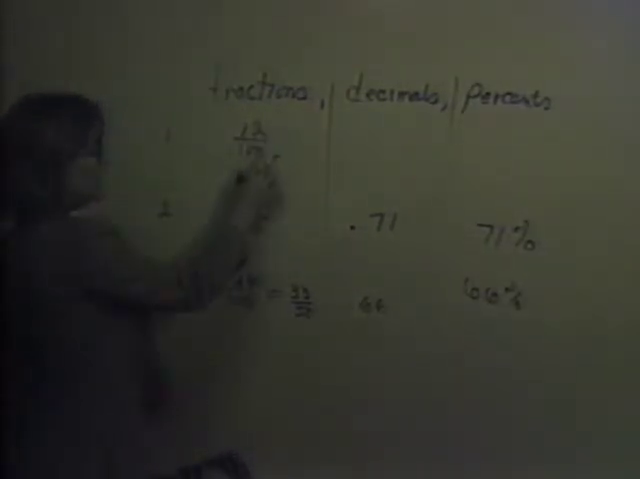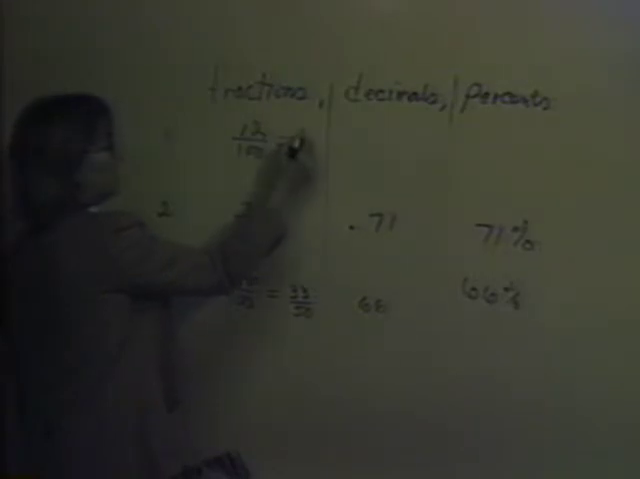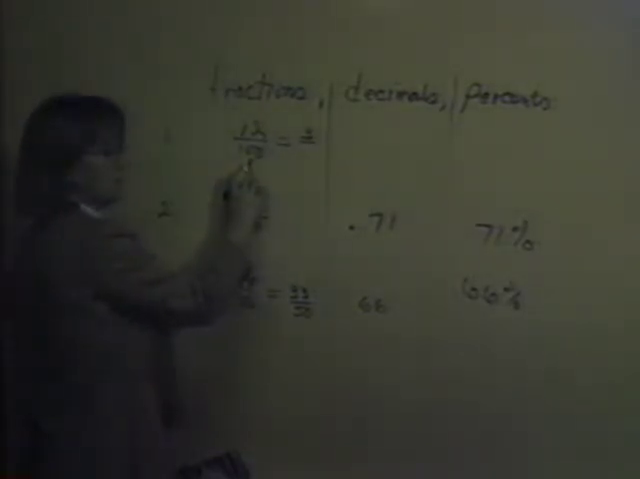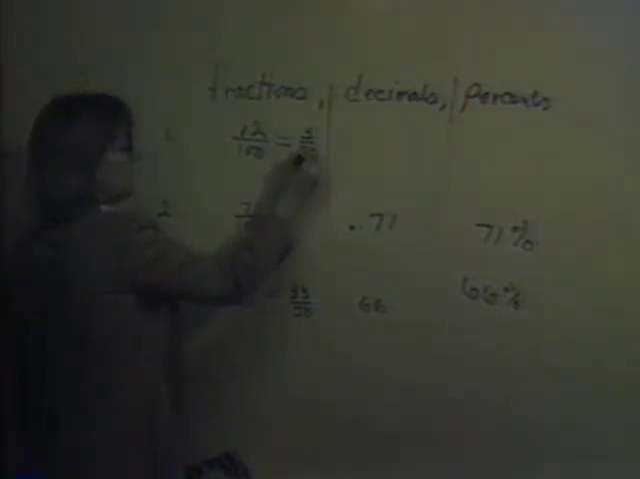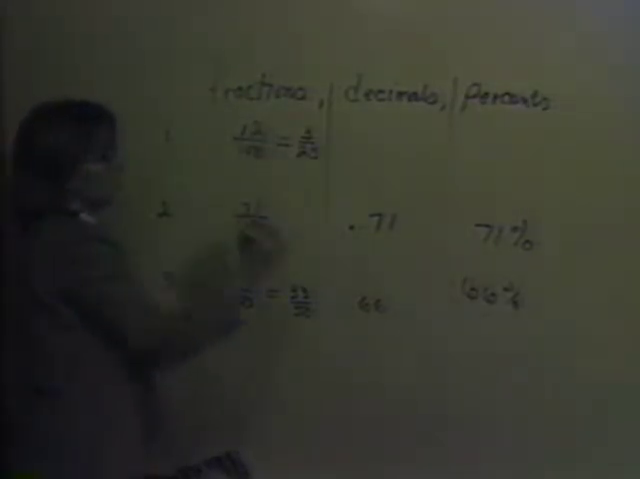Okay, we have 12 hundredths. This fraction is not in lowest terms. We can reduce it so that it is in lowest terms by dividing by 4. 4 into 12 will go 3 times. 4 into 100 will go 25 times. So this is our common fraction in lowest terms. This is our fraction with a denominator of 100. And if we have a denominator of 100, we know what the percent is. It's 12%.